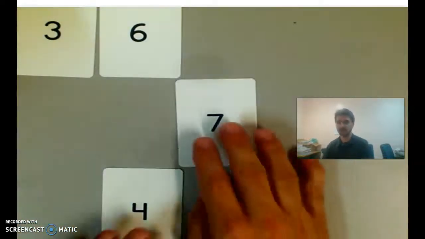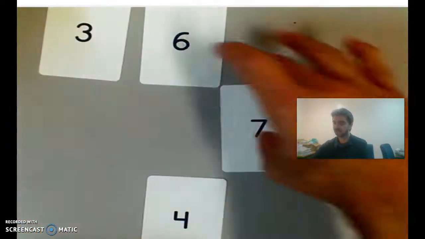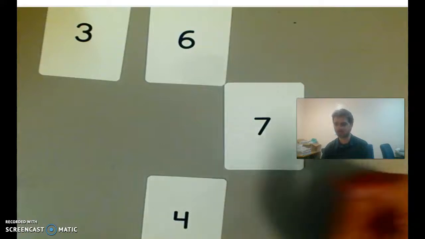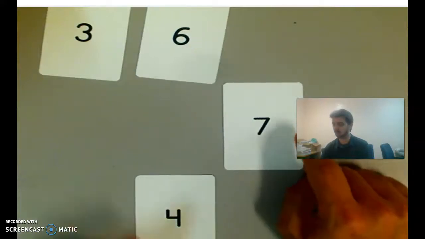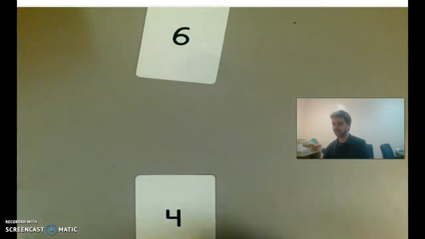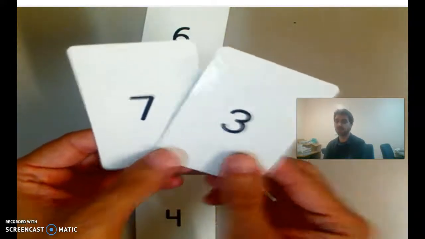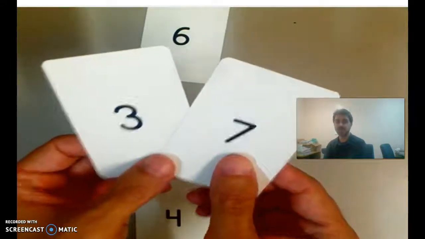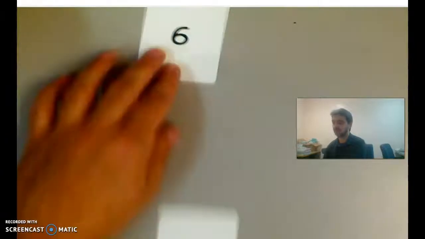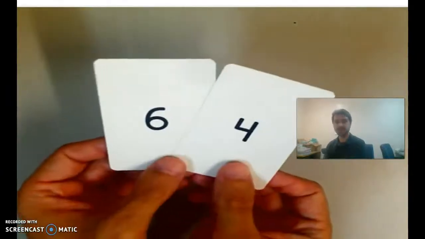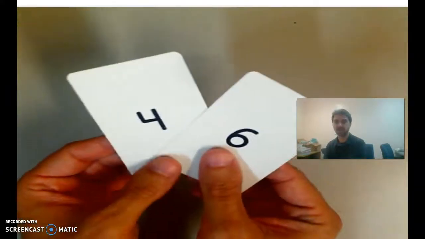Okay, we've got a couple more here. What else do you see? Let's see, how about 7 and 6? That doesn't work, does it? 4 and 7. Oh, how about 7 and 3? Does 7 plus 3 equal 10? You know it. Does 3 plus 7 equal 10? You know it. All right, and our last two, 6 and 4 makes 10, and 4 and 6 makes 10.